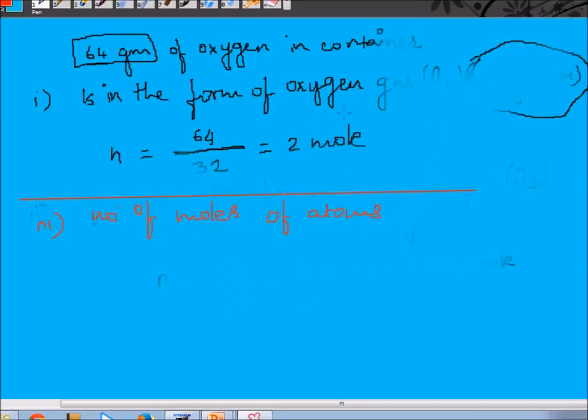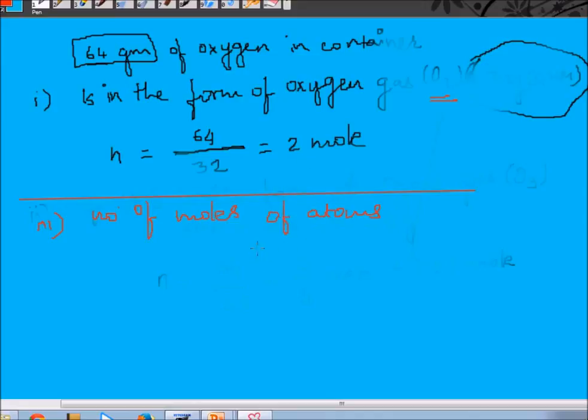Okay, we have already calculated the number of moles of O2, in case the oxygen inside is present in O2 form. We have also calculated the number of moles of O3, in case the oxygen inside is present in the form of ozone. Now we are trying to calculate the number of moles of atoms of oxygen inside the container.